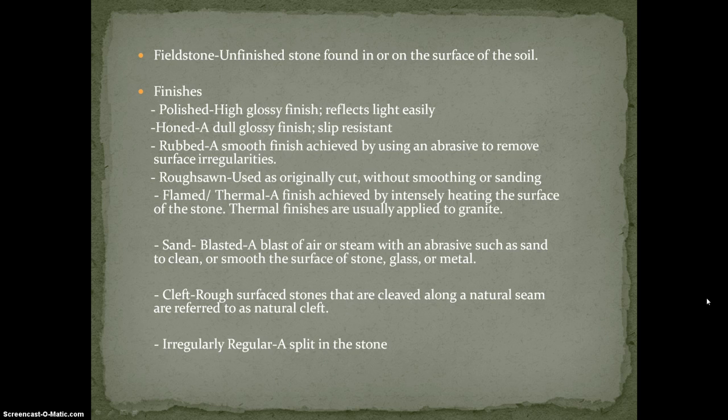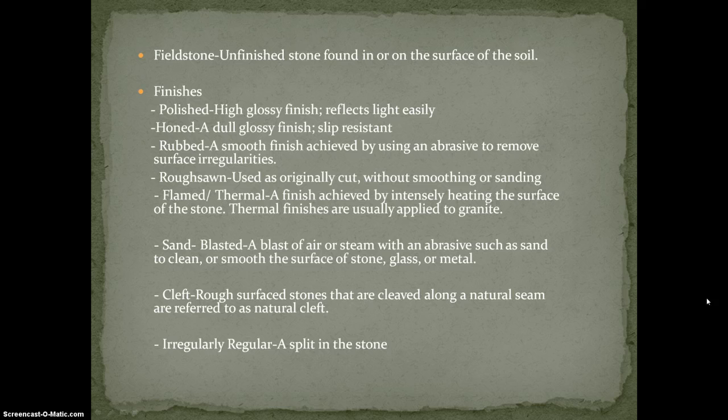And then flamed and thermal, which is a finish achieved by intensely heating the surface of the stone. Thermal finishes are usually applied to granite. And then sandblasted, which is where a blast of air or steam with an abrasive such as sand is used to clean, smooth the surface of stone, glass, or metal.